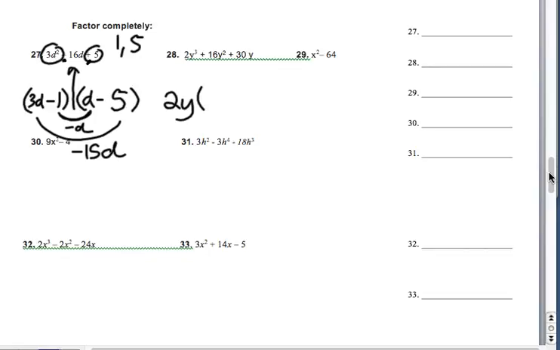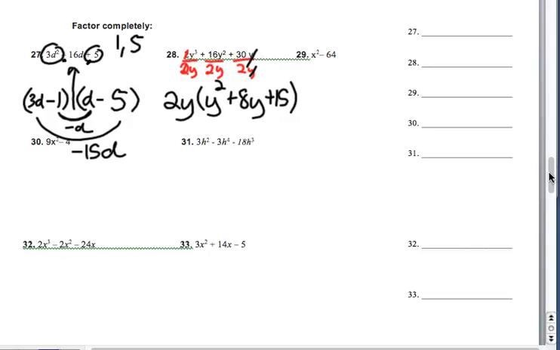So again, now picture dividing a 2y out of each of those. So 2y cubed divided by 2y. Well, here, those 2's cancel, and y cubed divided by y is y squared. Divide out 2y: 16 divided by 2 is 8. Y squared divided by y is just y. And then, of course, 30y divided by 2y gives me 15, and then the y's cancel out.